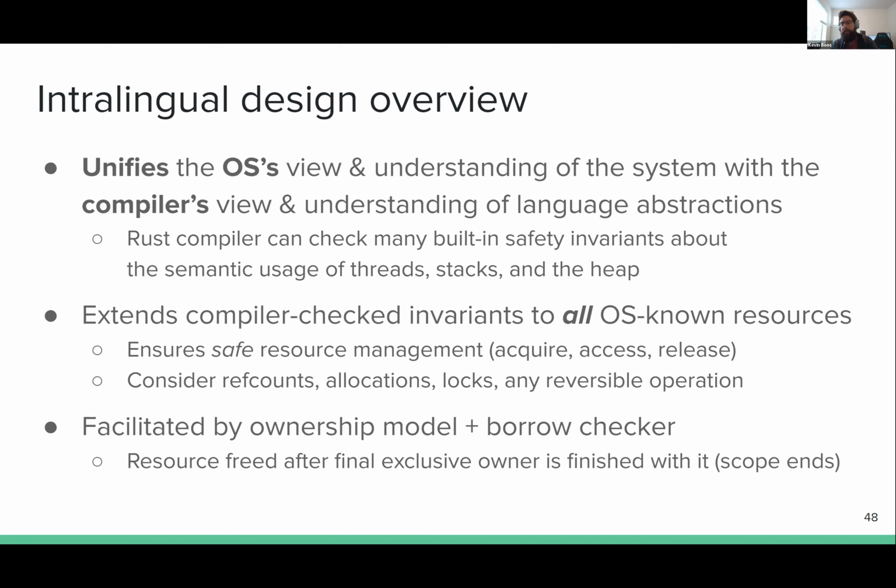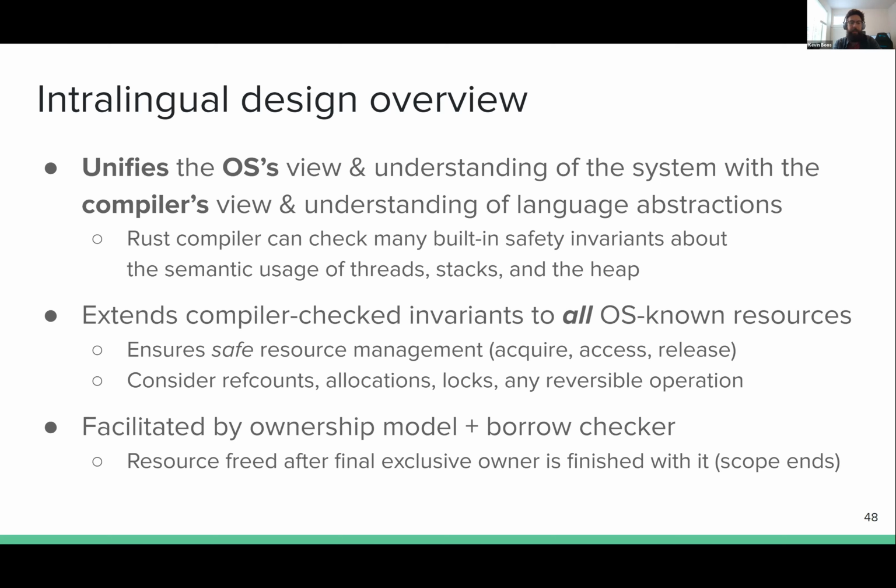In an OS, you don't have all of these things. You have stacks and the heap, but you may have a different thread model and you have arbitrary memory regions. So there's a whole bunch of other resources that the compiler cannot and does not know about, but the OS does. The point is to connect those two, and the goal then would be to ensure safe resource management. That means acquiring a resource, accessing that resource, and then releasing it at the right time, and having the compiler help us determine when it's safe to do so.